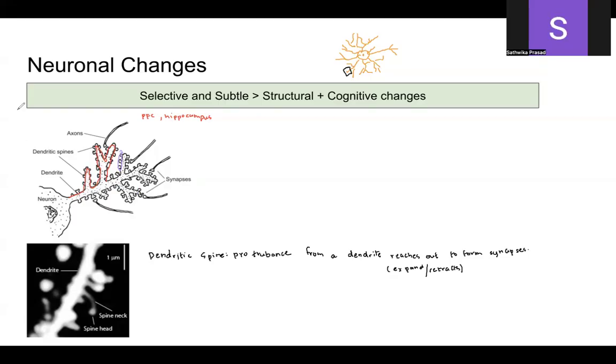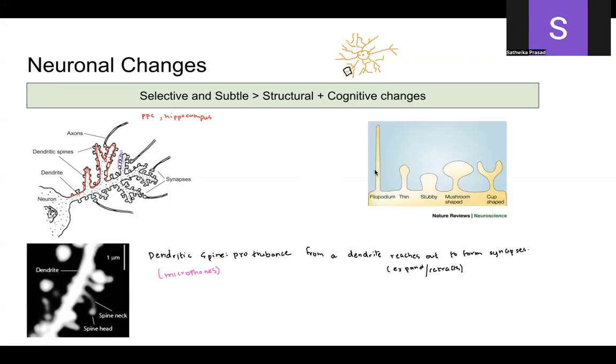Now, that's really important, and we'll get into that. You'll see why in just a bit. I'm going to write microphones down here so you can remember. Now that we know what a dendritic spine is, I like to think of them as assistants of the dendrite, if that helps you think about it a little better.